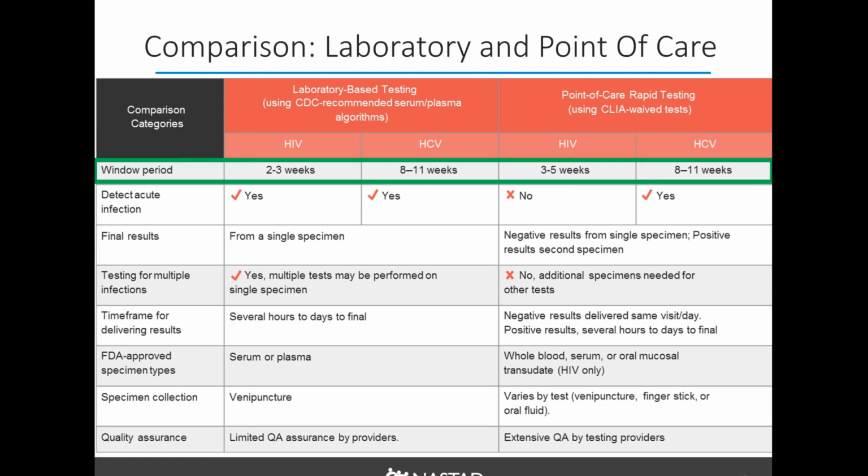And then on the right-hand side of that table is point-of-care rapid testing, and this is CLIA-waived tests in particular. There are some moderately complex rapid tests. So this is the CLIA-waived tests. And again, the HIV column and HCV column. And you can see there's a lot of similarities across the board between HIV and HCV.